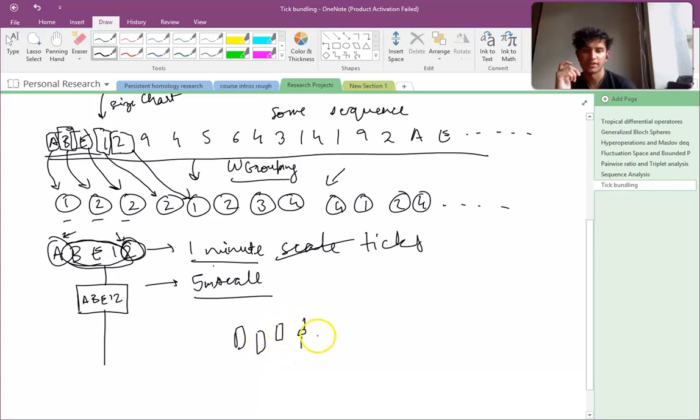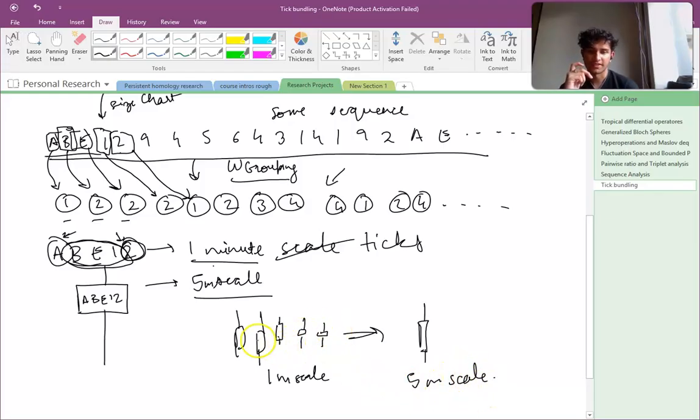So instead of having 1, 4, and 6, we want to see, does it map to a single chart where these are all in 1 minute scale and this is in a 5 minute scale. So in some sense, we are taking something from this big group. So this is a big group, this is also a big group, and so on. We have 5 big groups like this.